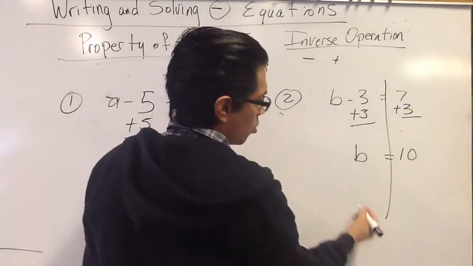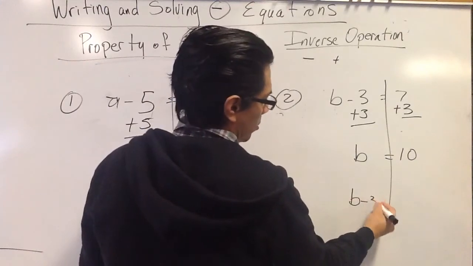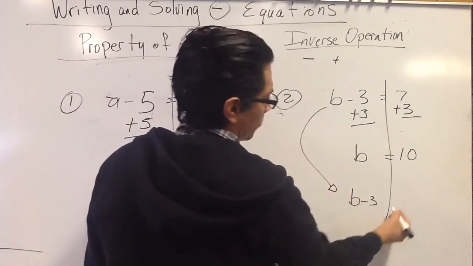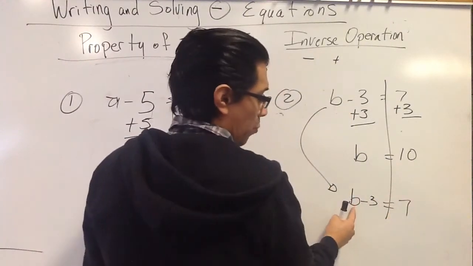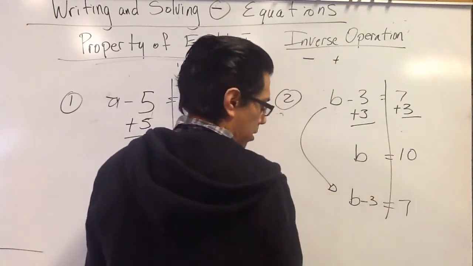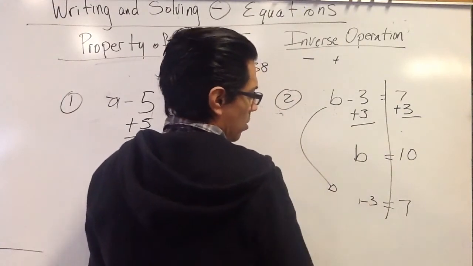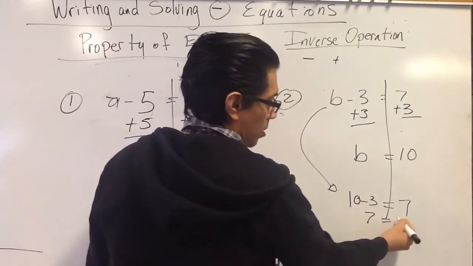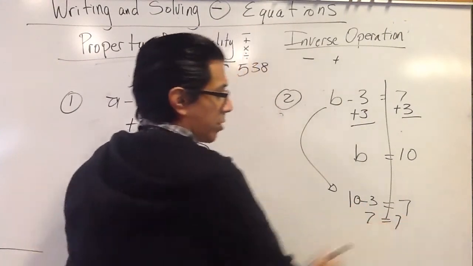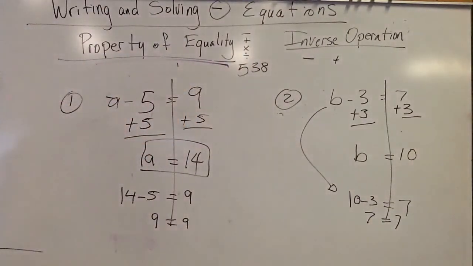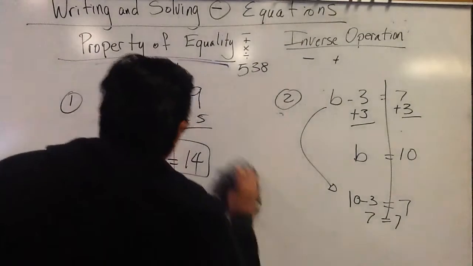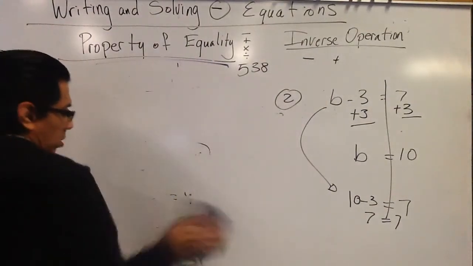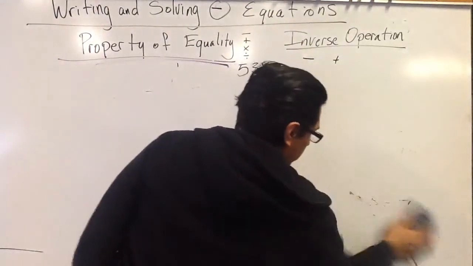All right, let's see if that's true. Rewrite your equation. See, I'm going to rewrite it. Equals 7. What is B? I now know it's 10. I solved for it. So here we have now 10 take away 3 is 7. Keep my 7. Is 7 equal 7? Yeah. So it's true. I got it right. Let's try number 3 and then number 4.